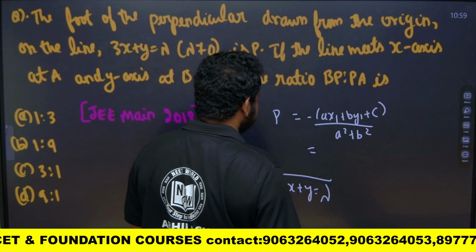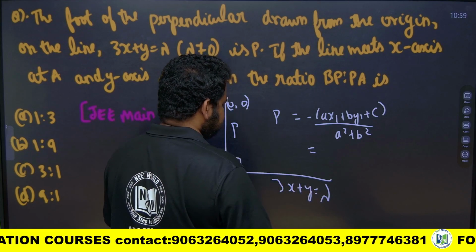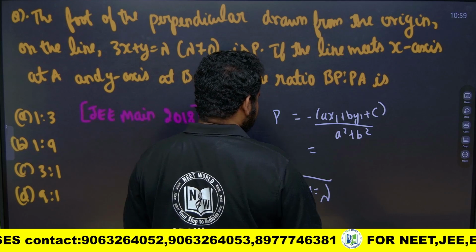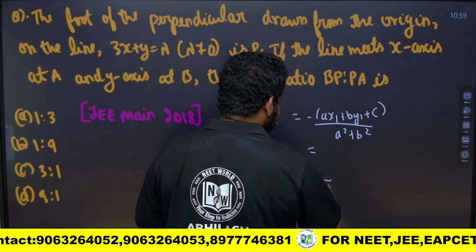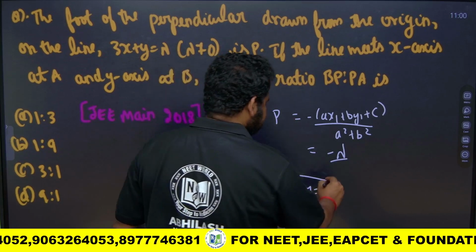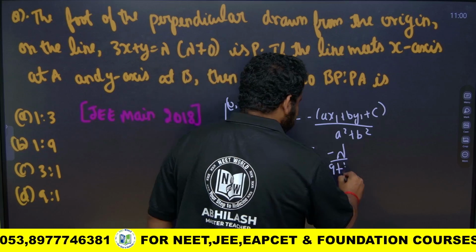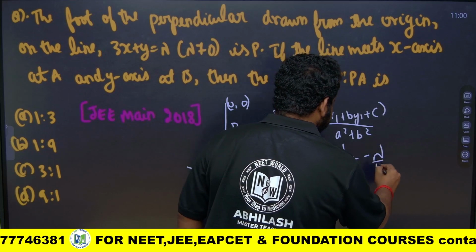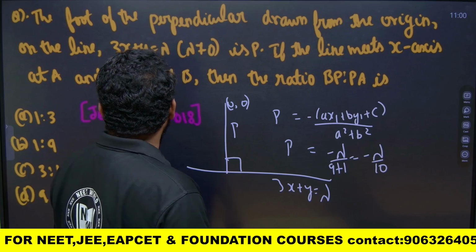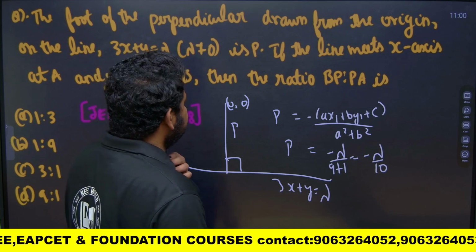Okay, ax1 plus by1 is nothing but 3 into 0 plus 1 into 0, that is 0. So this will become c by a square plus b square. C here, if you bring it to this side, will become minus lambda, by a square plus b square. A square is 3 square, which is 9, and b square is 1. So this will become minus lambda by 10. The value of p will become minus lambda by 10.